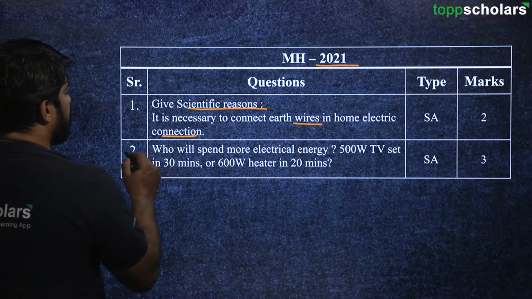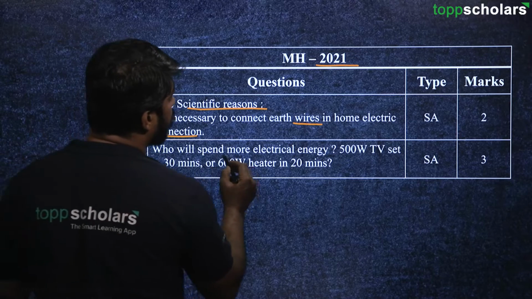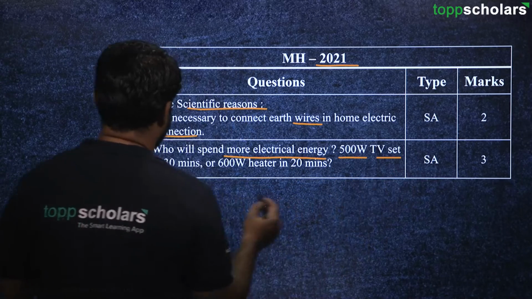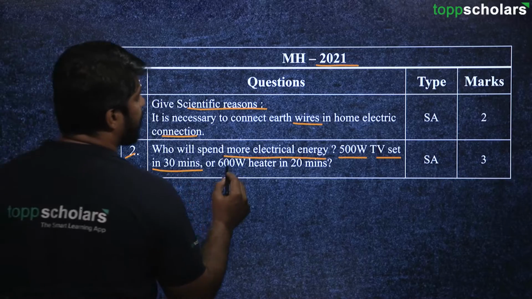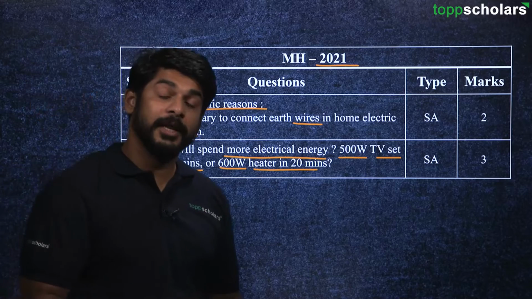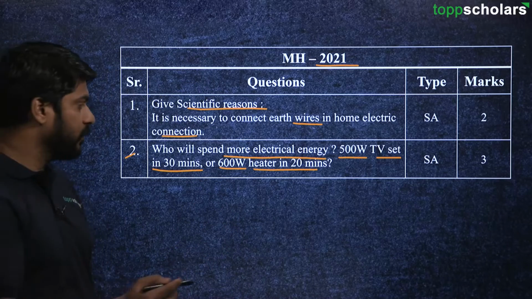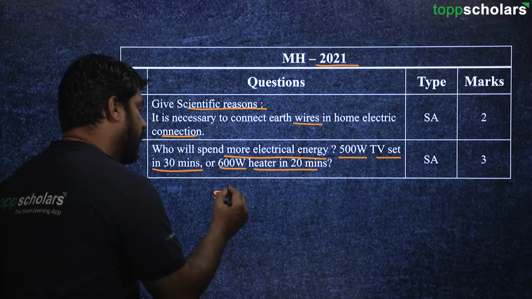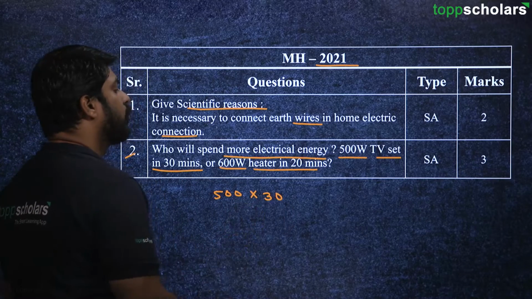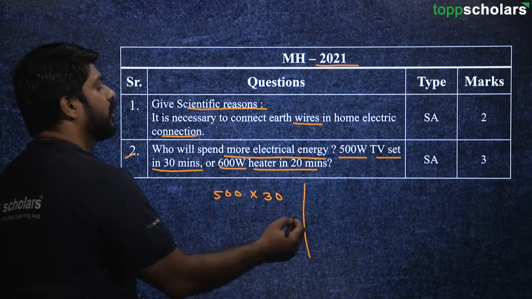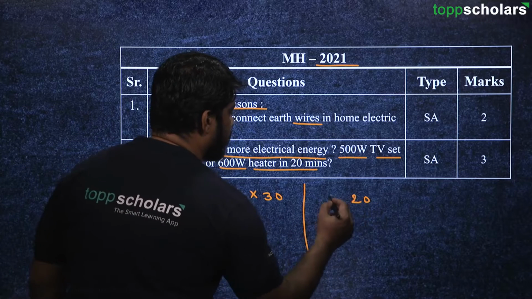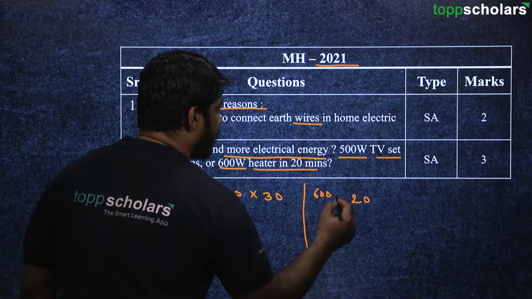Next, here the question is, who will spend more electrical energy: a 500 watt TV set in 30 minutes or a 600 watt heater in 20 minutes? So we have two different appliances. One is a TV, 500 watt, used for 30 minutes. Whereas on the other side, we have a heater which is used for 20 minutes and has a power of 600 watt.